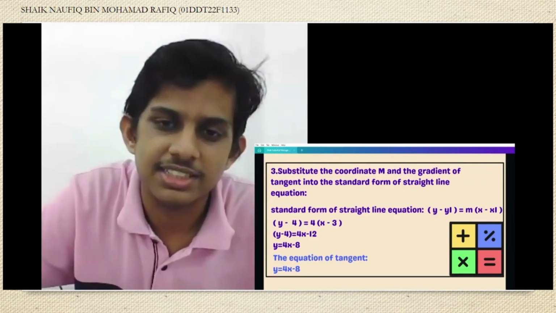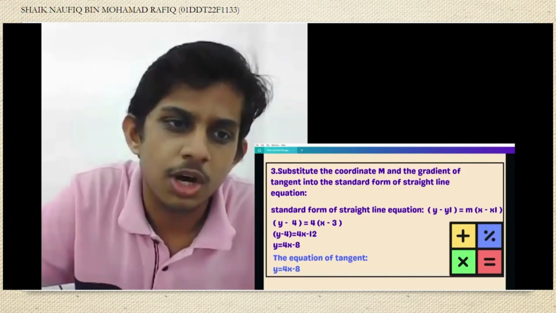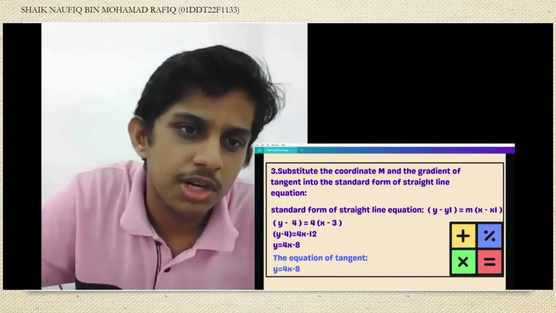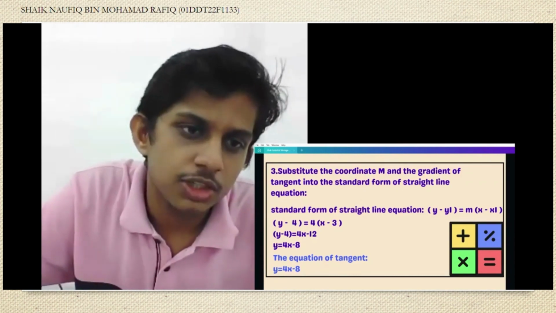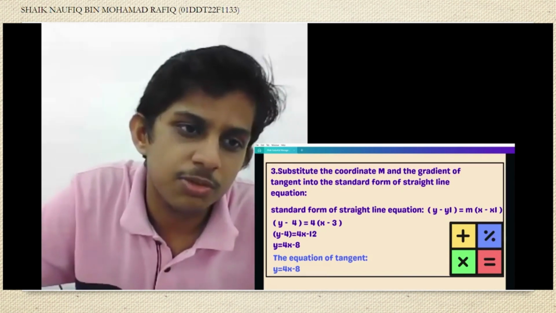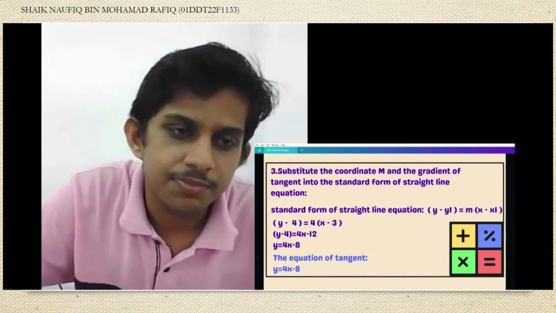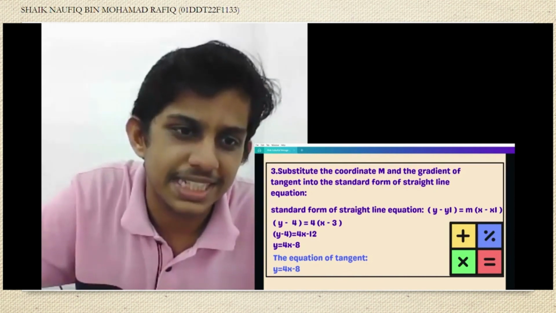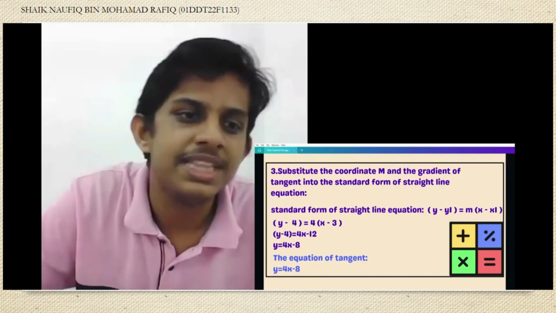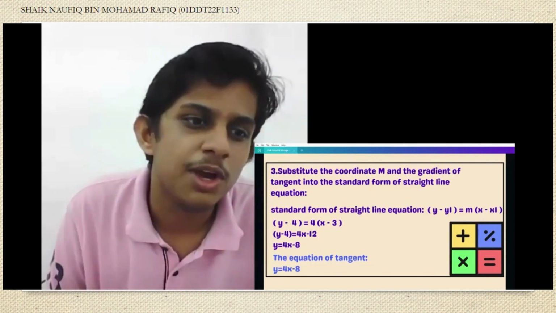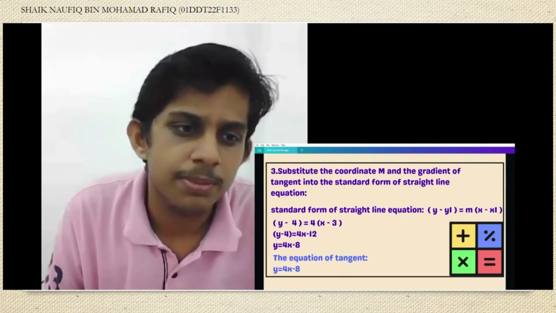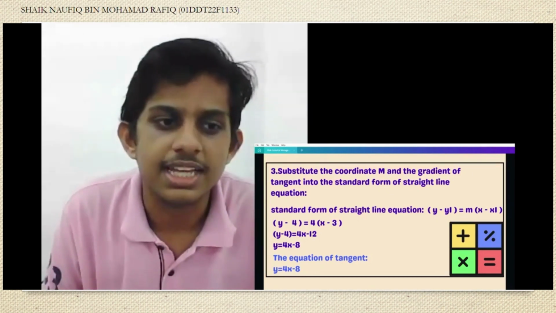of the tangent. So once we substitute all the values, we will get y minus 4 equals 4, open bracket, x minus 3, close bracket. When we solve the equation, we will get y equals 4x minus 8. So the last answer, the equation of the tangent, will be y equals 4x minus 8.